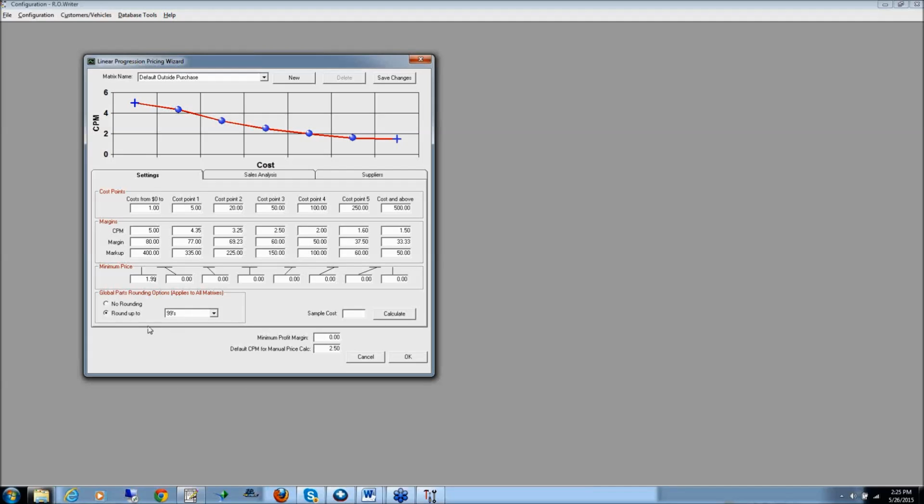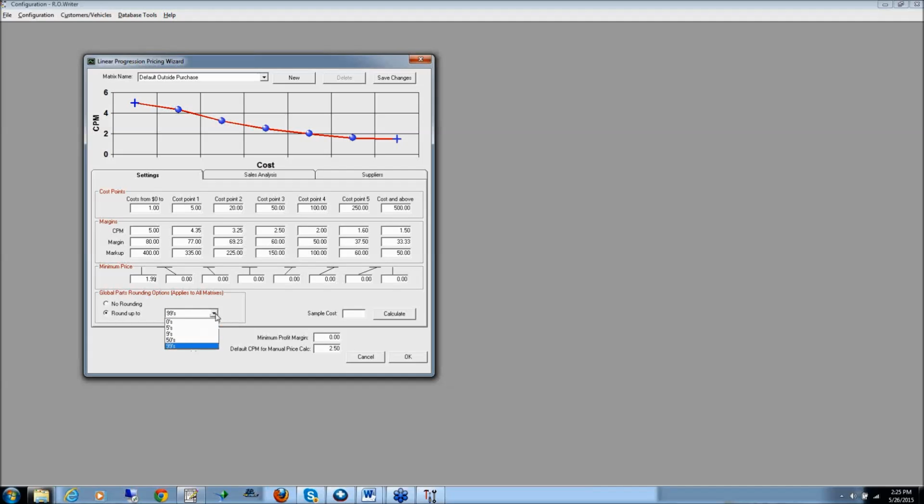Notice there's only two options here. There's no rounding, or there's round up to. The system will not round down. And I've got mine set to 99s, meaning if it does the math and it figures out 5 times that part equals $3.15, it'll round it to $3.99. If it's $3.98, it'll round it to $3.99. If it's $3.01, it'll round it to $3.99. It will always go up. It will never go down.